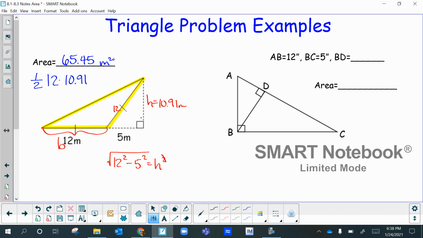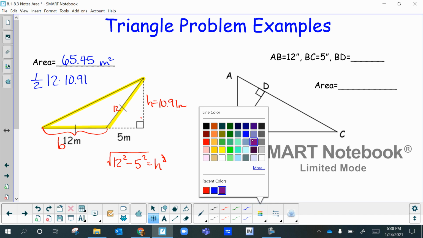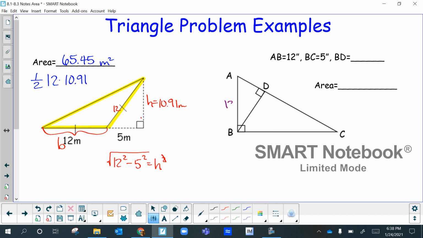Okay, so let's take a look over here using our area formulas. So I have 12 is AB, and I have BC is 5. Obviously not drawn to scale, and that's okay. Do not get disgruntled, just go with it, okay? If you want to redraw it, you can redraw it. So AB's 12, BC's 5, and they want to know what this is right here, okay?